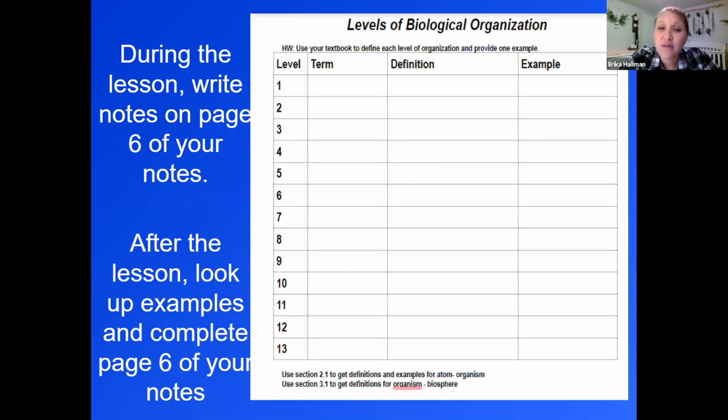So as we go through the screencast, you're welcome to jot down notes, but for the completion of this, especially for examples, you'll want to check in your textbook, which each of you guys have a textbook at home now. So you can use the textbook to find an official definition and an example, but by all means, feel free to jot down examples of these as we go through the screencast.